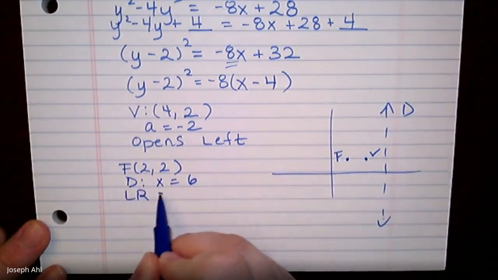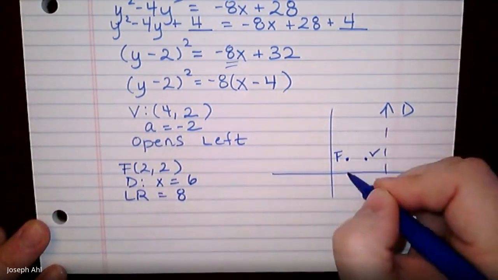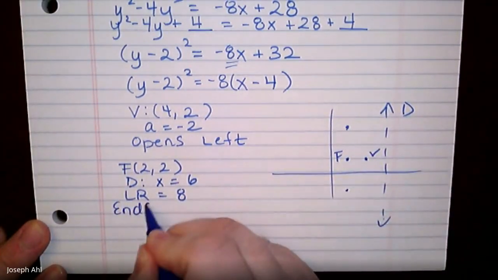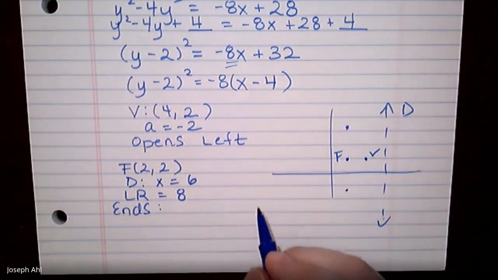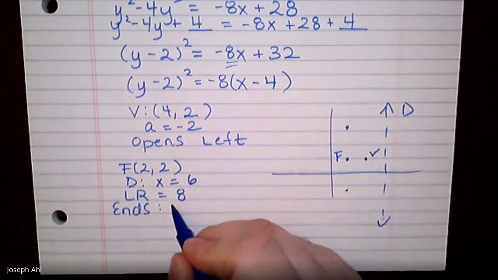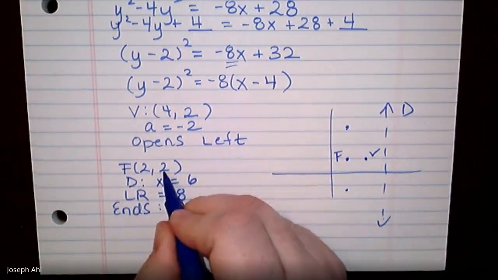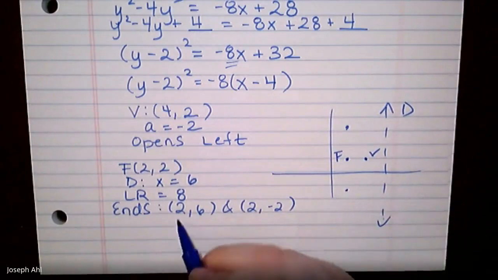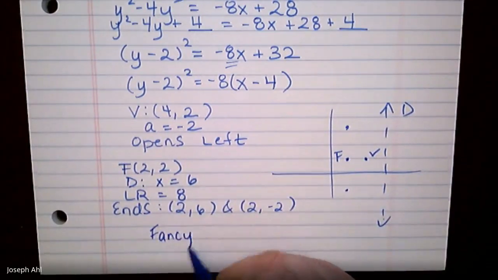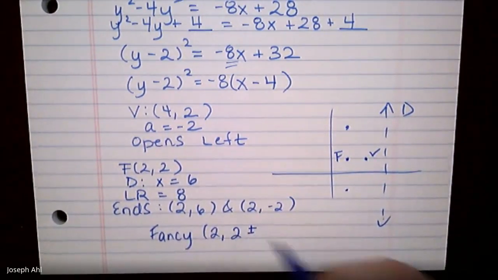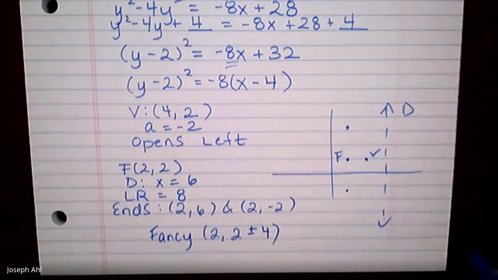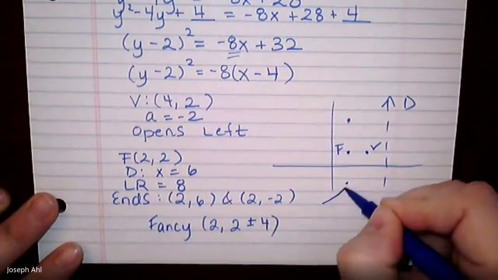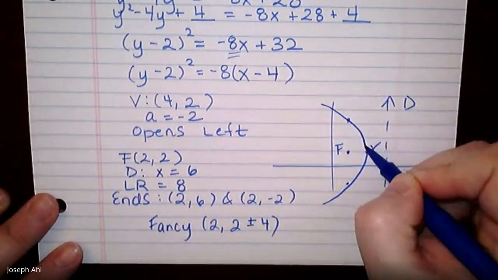The LR has a total length of 8, which means if I go up 4 and down 4, we'd be here and here. The ends of the LR, I'll write them separate, and then I'll show you what they look like in fancy form. If you add 4, you'd be at 2, 6. If you subtract 4 from the y, you'd be at 2, negative 2. The other way to think about that in the fancy form is from the y value of 2, we added and subtracted 4 to get to these coordinates. If you really don't like that fancy way, not a big deal. You should probably connect them to the vertex though, make it a complete graph.